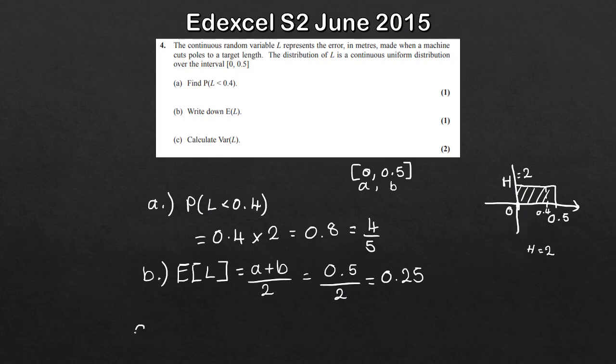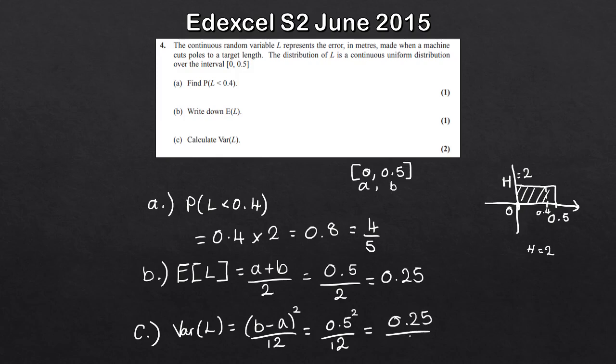And then finally for part C, again another standard one, just calculating the variance now. So the variance of L, well, again, just use your formula book, that's B minus A all squared, and then we divide it by 12. Well, B is 0.5 minus 0, so that would be 0.5 squared divided by 12. And then just put this into your calculator. So this would be 0.25 divided by 12. So this will give you either 1 over 48 or 0.0208.